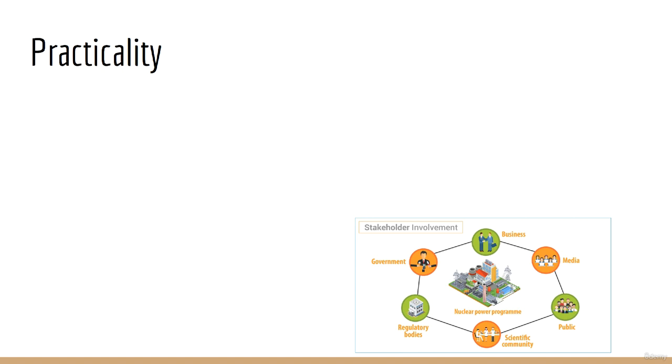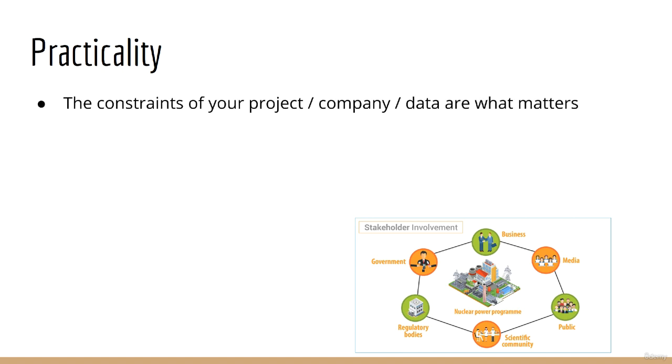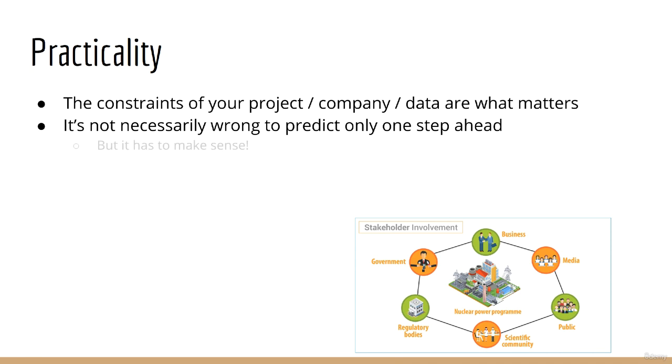At this point, one issue we have to think about is practicality. In fact, it's not necessarily wrong to predict only one step ahead. It's certainly wrong when you want to make a conclusion such as, wow, look how good my model is at predicting future values. Of course, that doesn't make any sense because you used future values to predict future values.